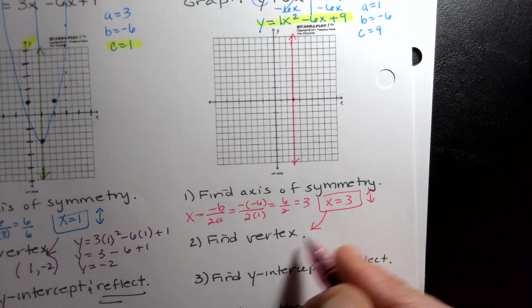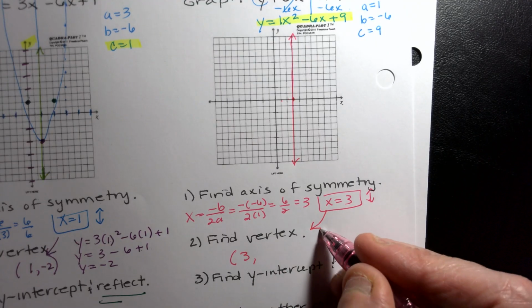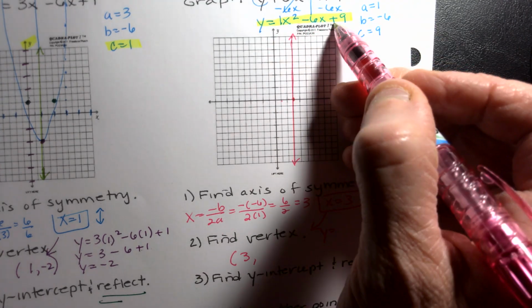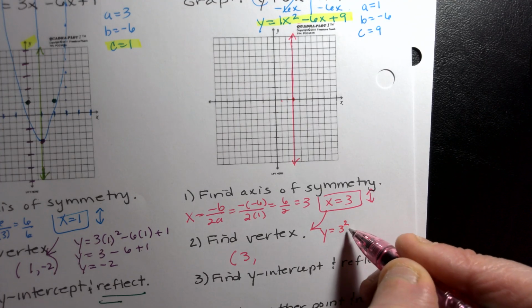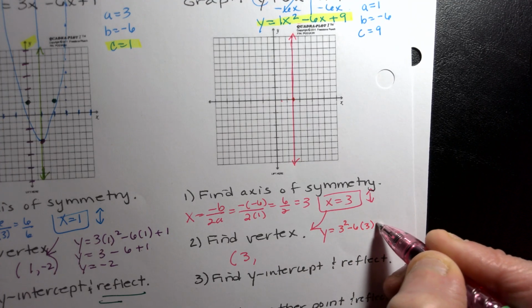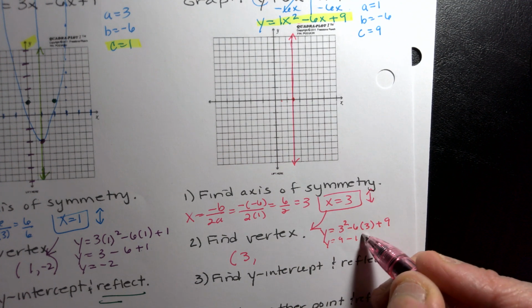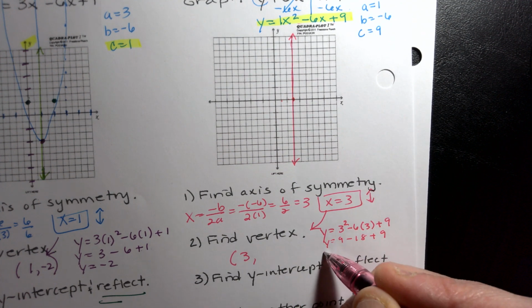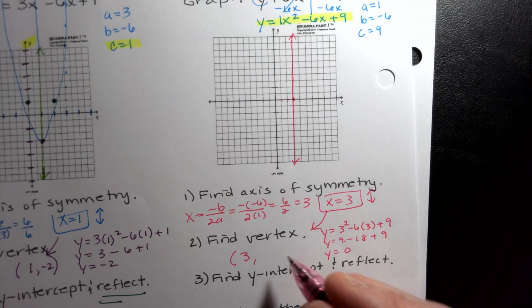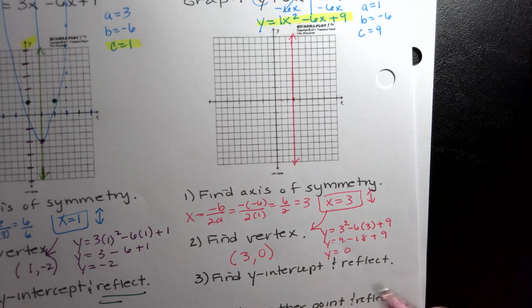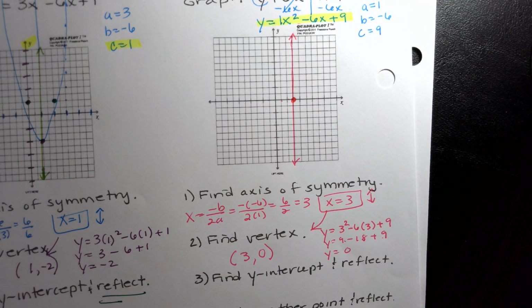We're halfway there. We already have the 3 for our x. I just have to substitute that into my equation to get my y. Y equals 3 squared minus 6 times 3 plus 9. Y equals 9 minus 18 plus 9. -9 plus 9 is 0. Okay, I got my vertex: 3, 0. We know it should fall on here, and it does. It's right there.